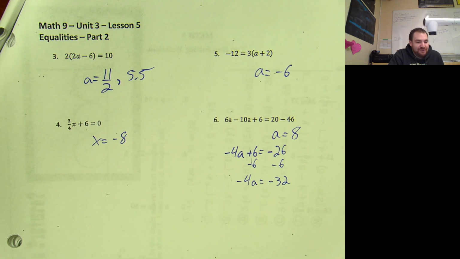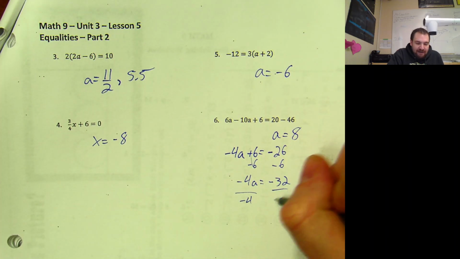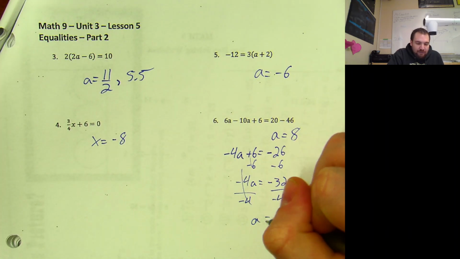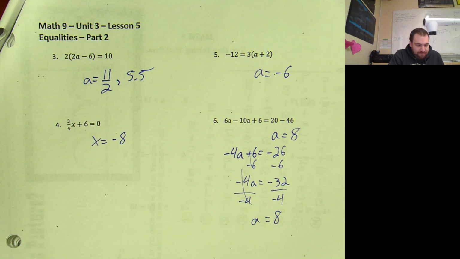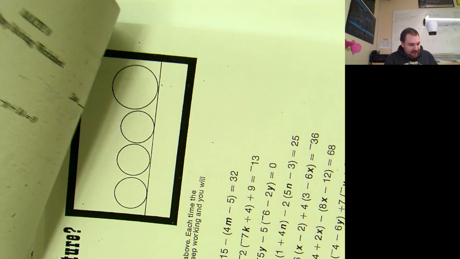We added 6 on both sides and got negative 4a equals negative 20. Yeah, but that would have given us a plus 12 on the left-hand side. This is why it's important to show our work. And now we're going to divide by negative 4, divide by negative 4. So then a equals 8. Show your work, and then mistakes can be avoided. Okay, so this is pretty easy, I think.